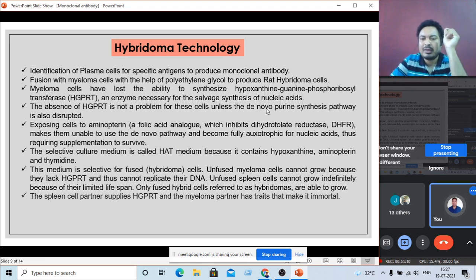If this enzyme is inhibited, then the myeloid cell cannot synthesize what? DNA, nucleic acid. They cannot synthesize it. And finally, all the myeloid cells die within some days because they cannot synthesize nucleic acid by the de novo synthesis pathway, because this pathway is blocked by the aminopterin.